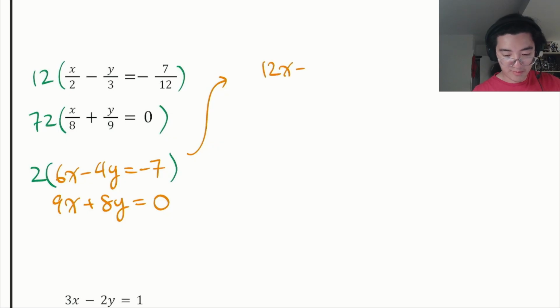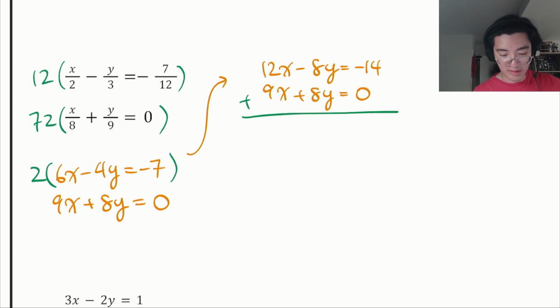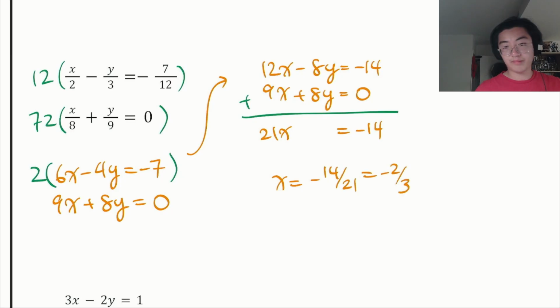Right, so multiply the top by 2. The bottom stays the same. And now we can add them, this time to cancel out the y. So we got 21x equals negative 14. Right? So x is negative 14 divided by 21, or negative 2 over 3.